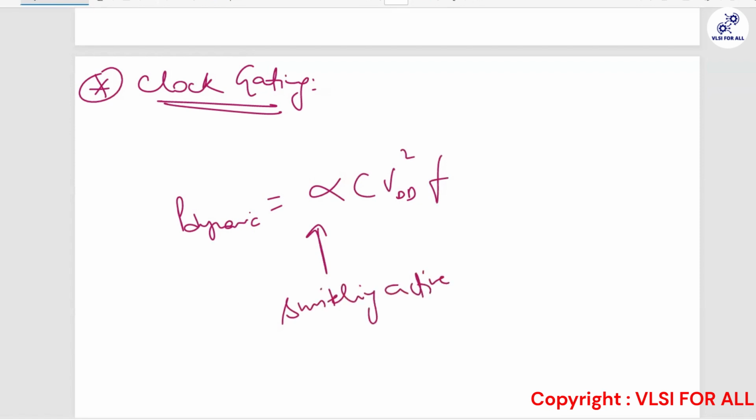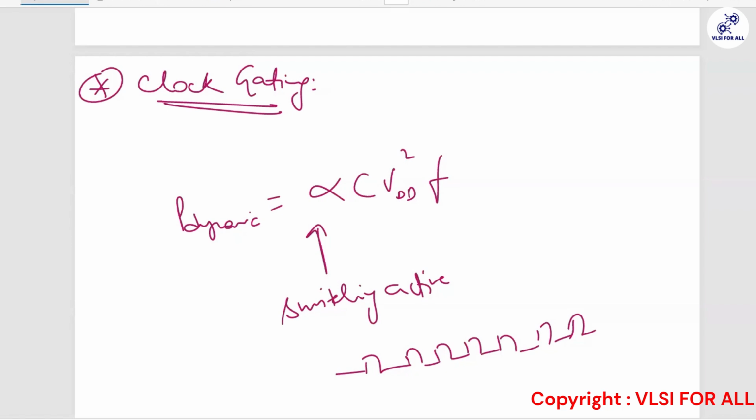Okay, and we know the clock toggles like this only, 50% of the time. It means this alpha is very high. So if you reduce this somehow, we can reduce the power. Sir, if we use a gated clock, does it only reduce alpha or does it reduce frequency as well?